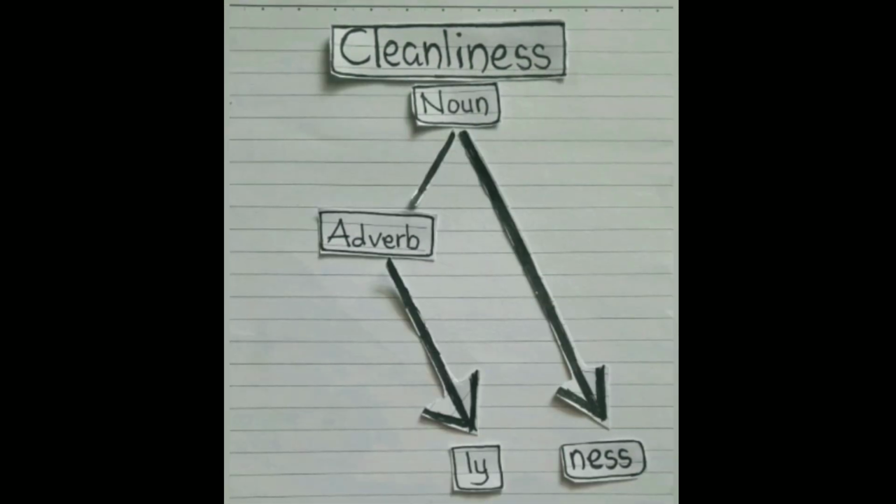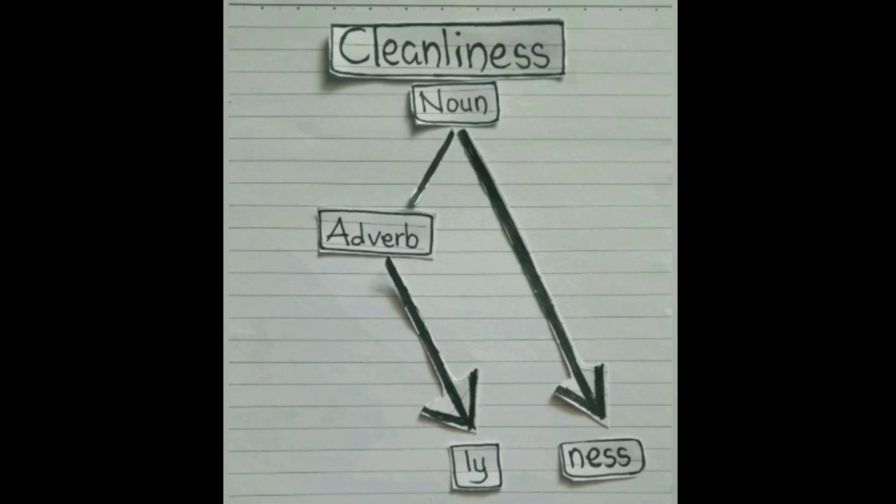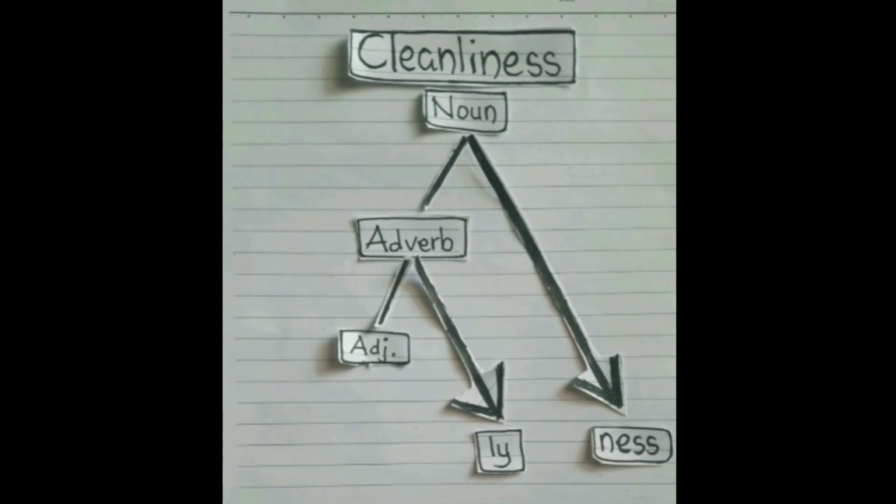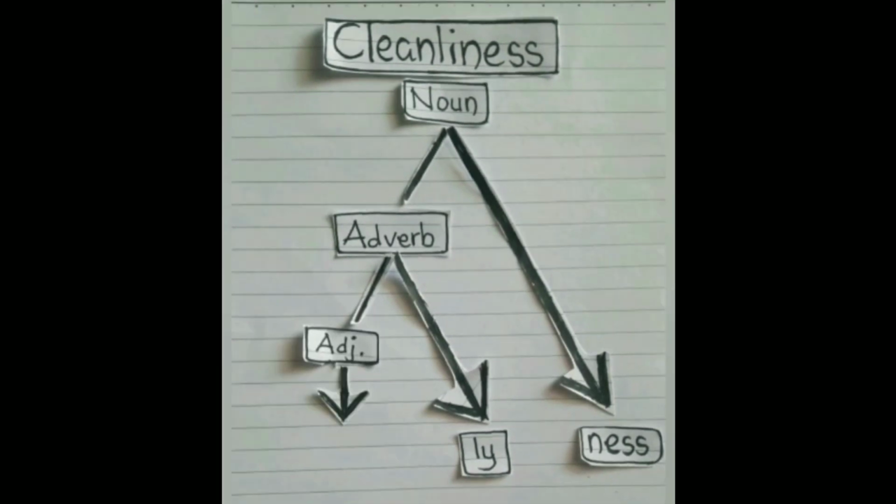After that, there is the word, or morpheme, clean on the left. What is the word class of clean? It is adjective. And clean is the stem. You have to draw a straight line and then write clean.